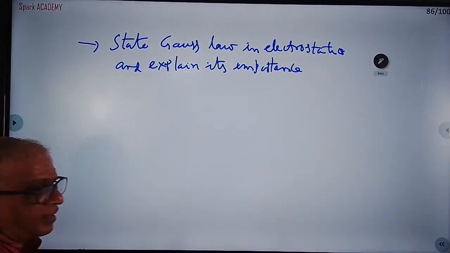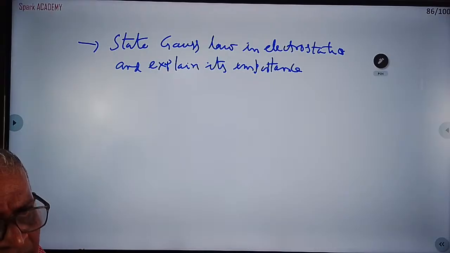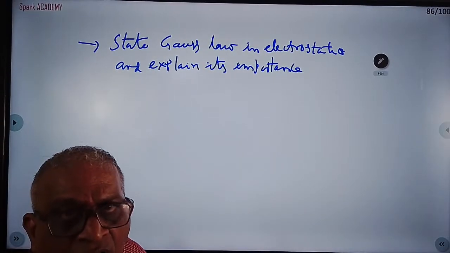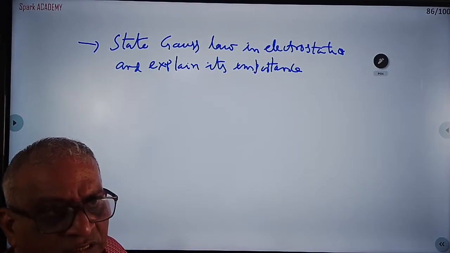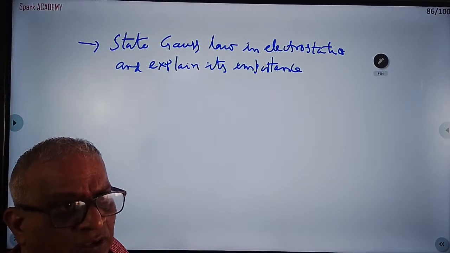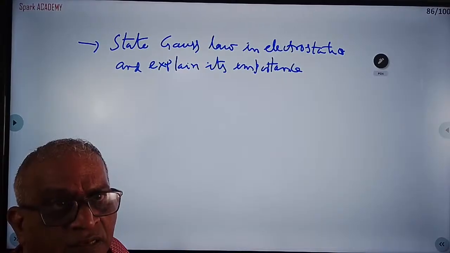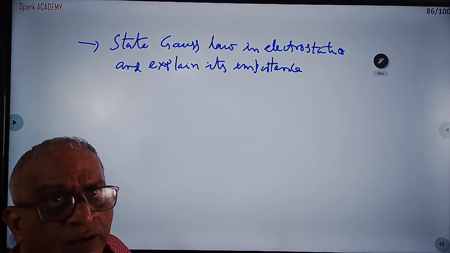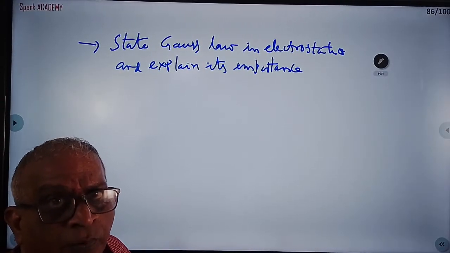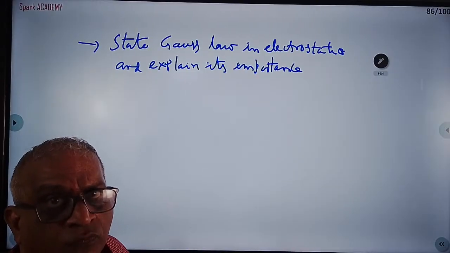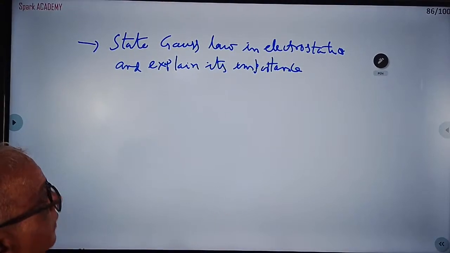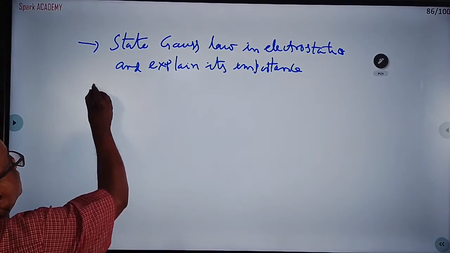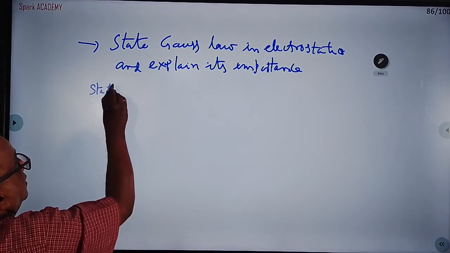State Gauss law. There are two laws in electrostatics. One is Coulomb's law, another is Gauss law. Gauss law is valid for symmetrical situations and continuous charge distributions. We use Gauss law where the solutions become simple compared to Coulomb's law. So what is the statement of Gauss law?